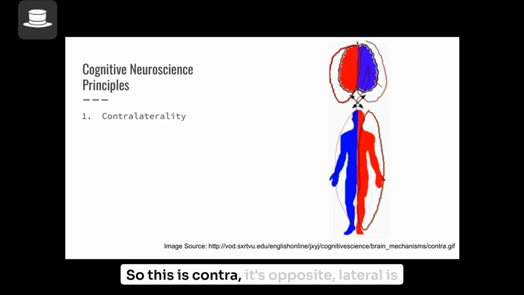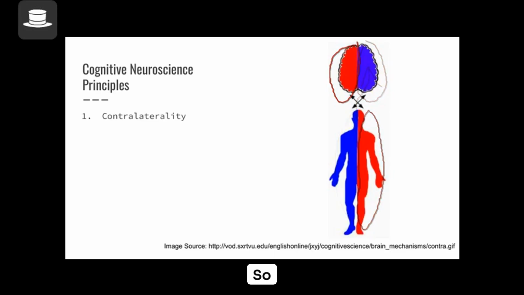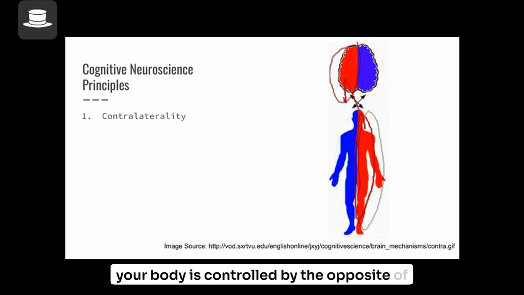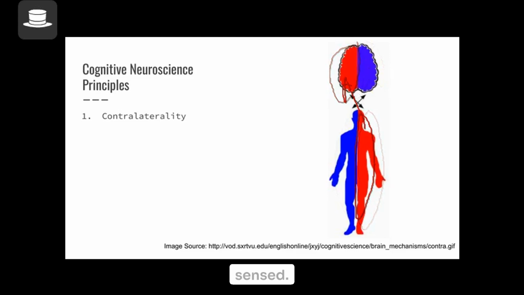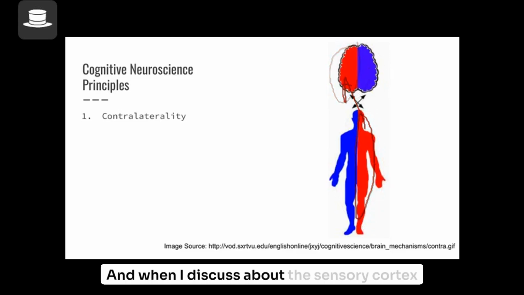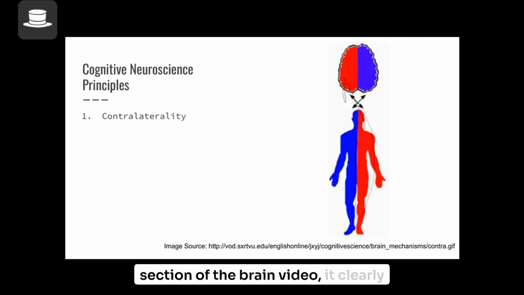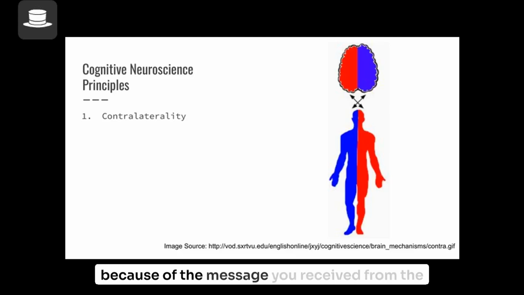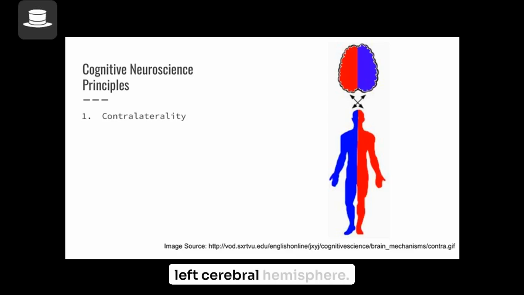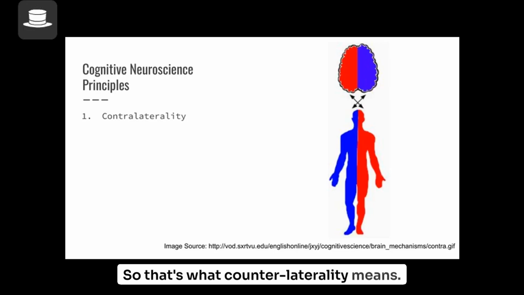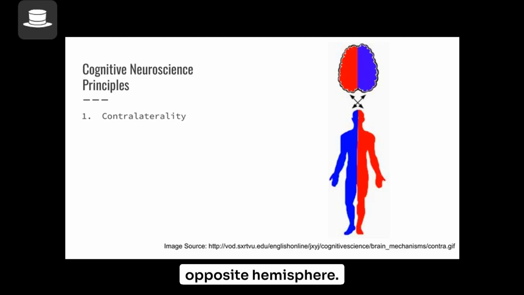So contra is opposite, lateral is lateral. Your body is controlled by the opposite side of the brain. It's not only controlled, but it's also sensed. And when I discuss the sensory cortex and motor cortex in the cerebral cortex section of the brain video, it clearly explains what it means. So if I ask you to raise your right hand, and you did raise your right hand, that's because of the message you received from the left cerebral hemisphere, namely the motor cortex. So that's what contralaterality means. One side of the body is controlled by the opposite hemisphere or sensed by the opposite hemisphere.